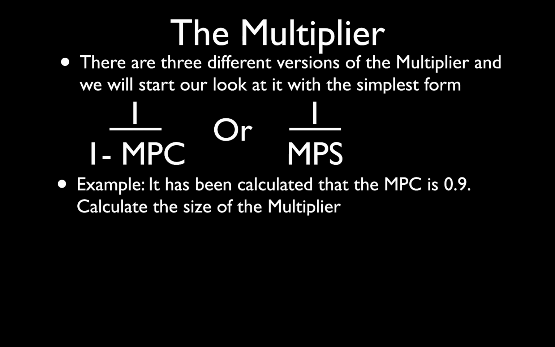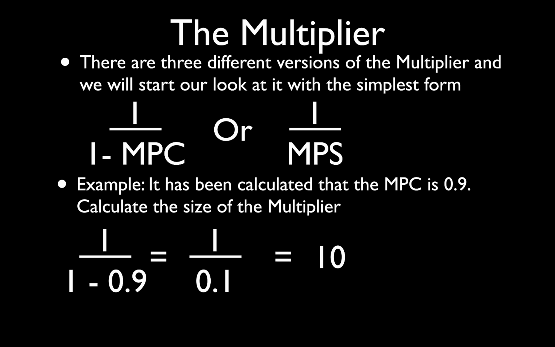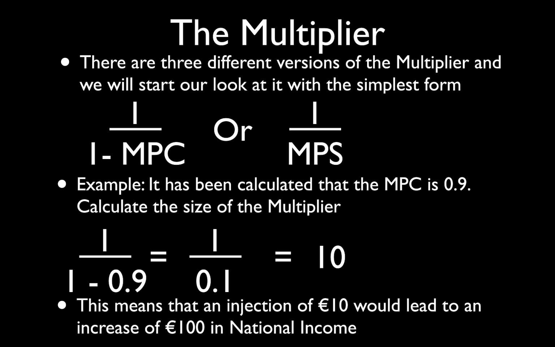Now, it has been calculated that the MPC is 0.9. Calculate the size of the multiplier. Well, it's 1 over 1 minus the MPC, so it's 1 over 1 minus 0.9. 1 minus 0.9 is 0.1, so it's 1 over 0.1. 1 divided by 0.1 simply equals 10. What we are saying here is that an injection of €10 would be multiplied by 10 to give an increase in national income of €100. It is the multiplier times the initial injection, which equals the resultant increase in GDP.